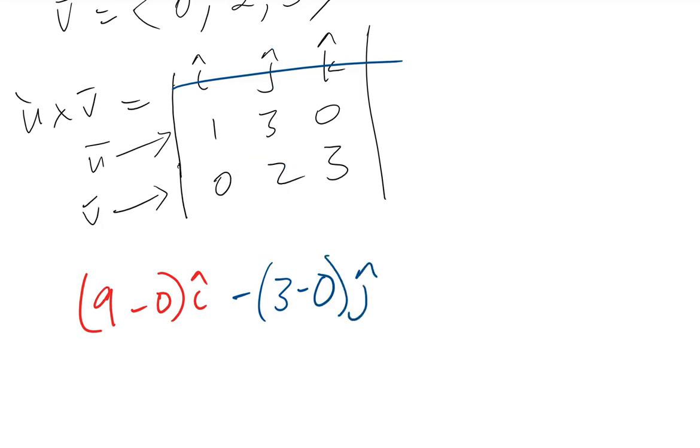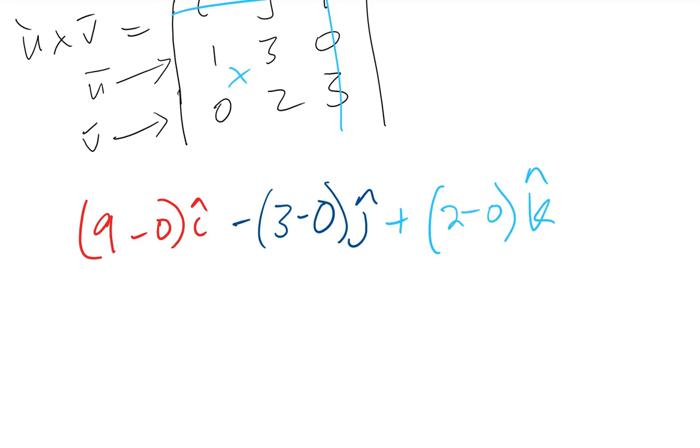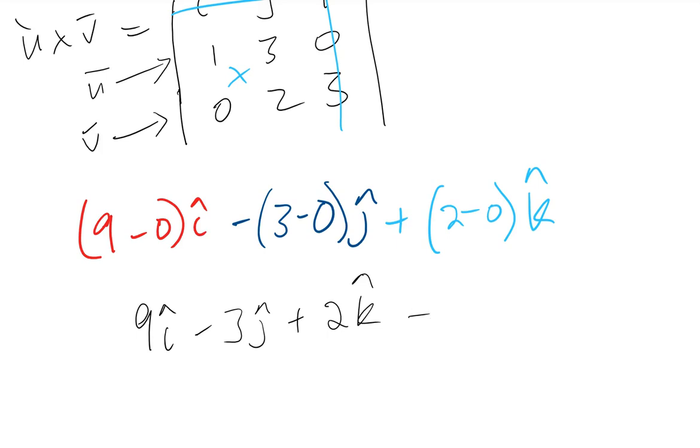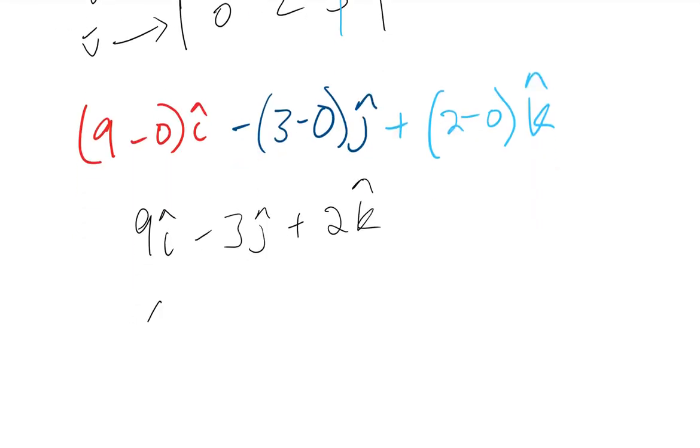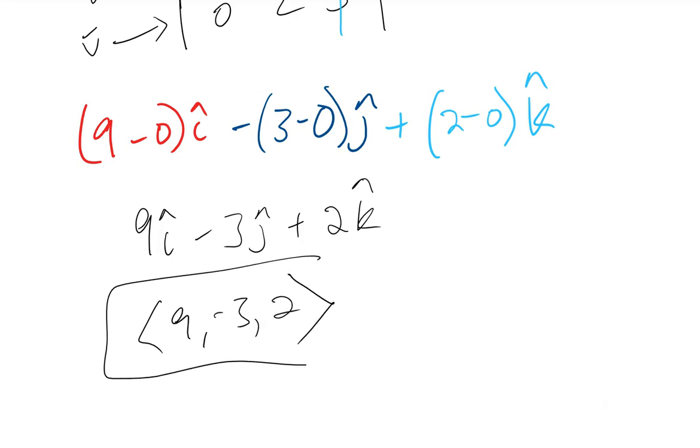So let me take all this out now. And now for K, we're going to cross out the row and the column that K is in. So that's plus quantity. And now 1 times 2 and 3 times 0. So 2 minus 0, K. And so when you clean all this up, you get 9I minus 3J plus 2K. Or the way I like to write this is 9, -3, and 2. All right, and that's your cross product.